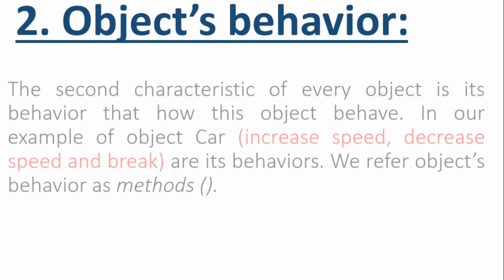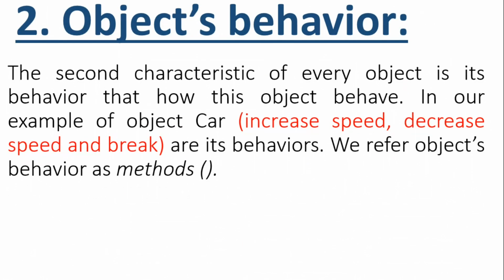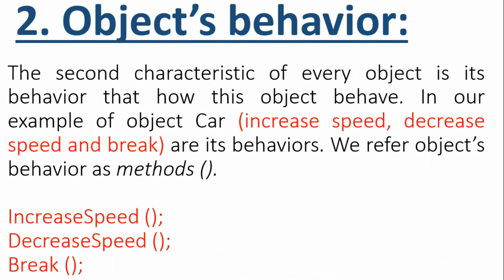Object's behavior. The second characteristic of every object is its behavior, that is, how this object behaves. In our example of object car, increase speed, decrease speed, and brake are its behavior. We refer to an object's behavior as methods.